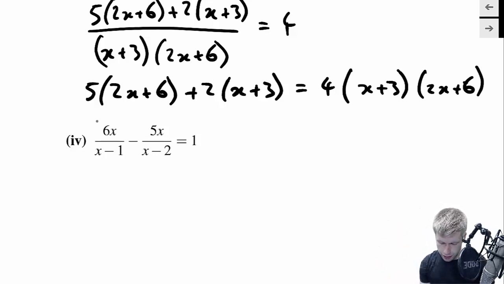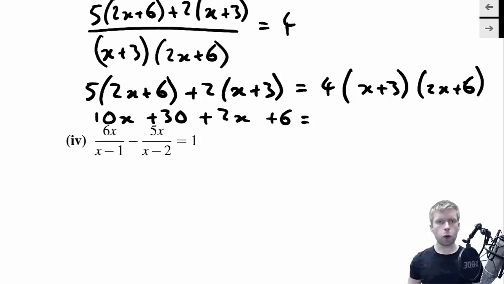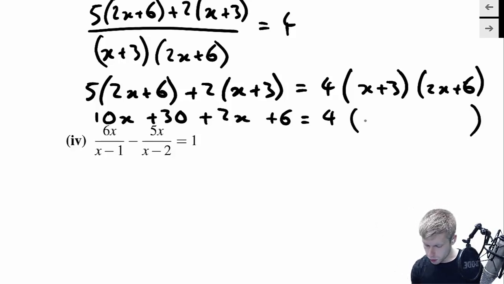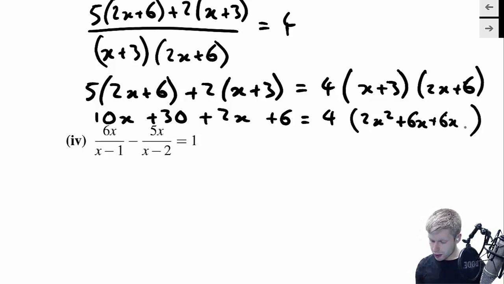So on the left-hand side, I end up with 10x plus 30 plus 2x plus 6 equals, now I'm going to leave the 4 outside for the time being and just expand those two brackets out. So I end up with x plus 3 times 2x, which makes 2x squared, x times 6, which makes positive 6x, plus 3 times 2x makes 6x, and then 3 times 6, which makes 18.